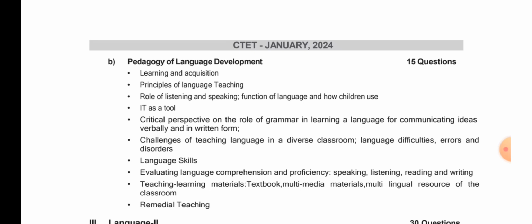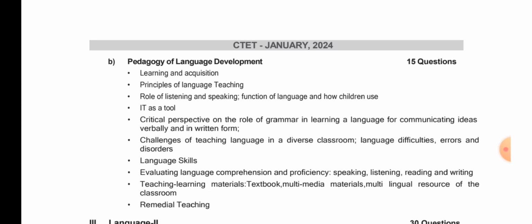Now, principles of language teaching. What are the different principles the language teacher has to follow when he or she is trying to teach a particular language, be it English, Hindi, Mizo, Garo, Khasi, Nepali, Bengali, Assamese. Now, role of listening and speaking, function of language and how children use it.